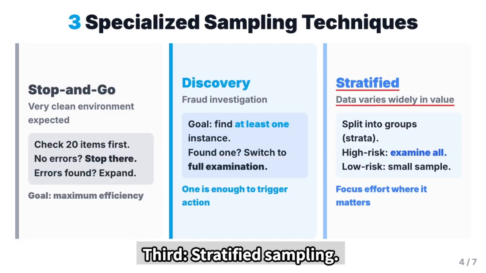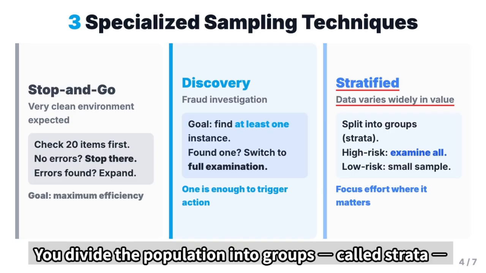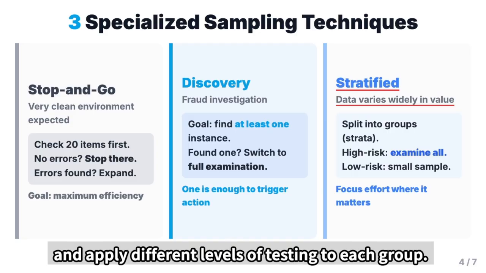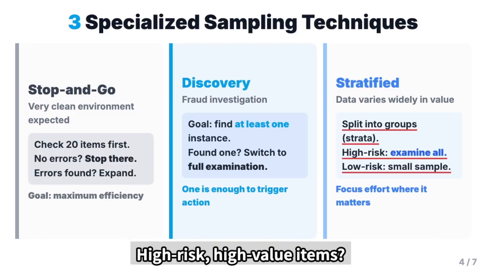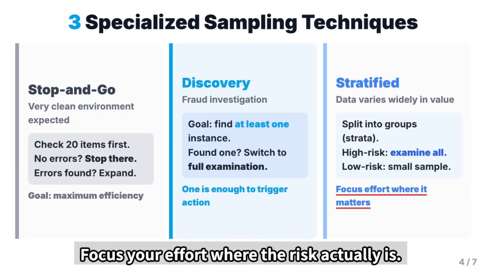Third, stratified sampling. This is used when your data varies widely in value. You divide the population into groups, called strata, and apply different levels of testing to each group. High risk, high value items. Examine all of them. Low risk, low value items. A small sample is enough. Focus your effort where the risk actually is.